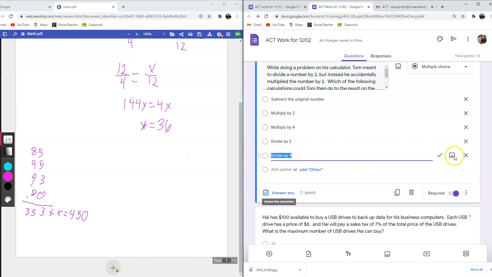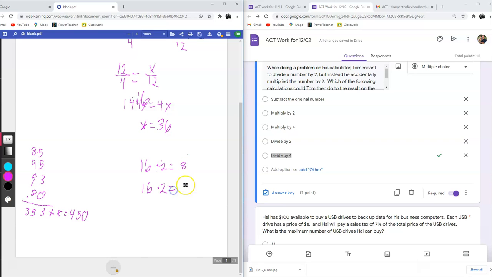Divide by 4. And we can put it over here. Let's say that he has 16. And instead of dividing, which is what he wanted to do, 16 times 2, he multiplied. He needed this, he got this. So what does he need to do to this to get back to here? Divide by 4. All right, last one.